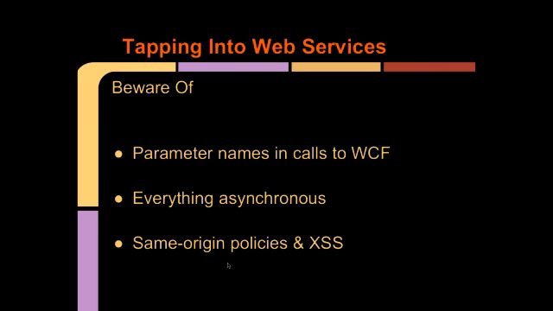Things to be aware of with the web services. And Ben, you'll remember this one: parameter names and calls to WCF. This happened to me, this bit me recently. So if you're using a .NET backend, specifically WCF, to filter and manage your web service calls from this PhoneGap app, you want to make sure that your parameter names match exactly what your objects are that you're sending in. Everything is asynchronous.